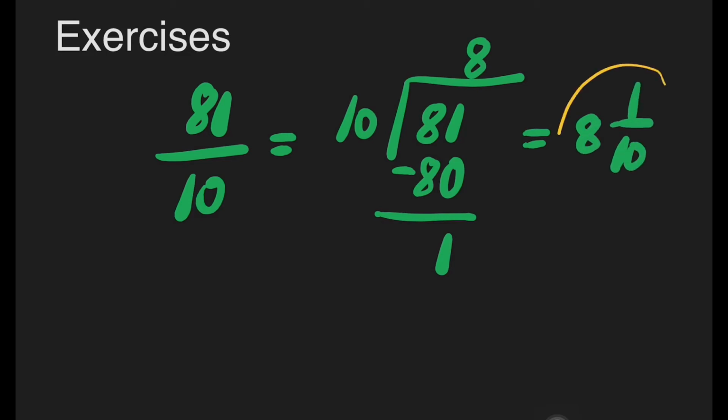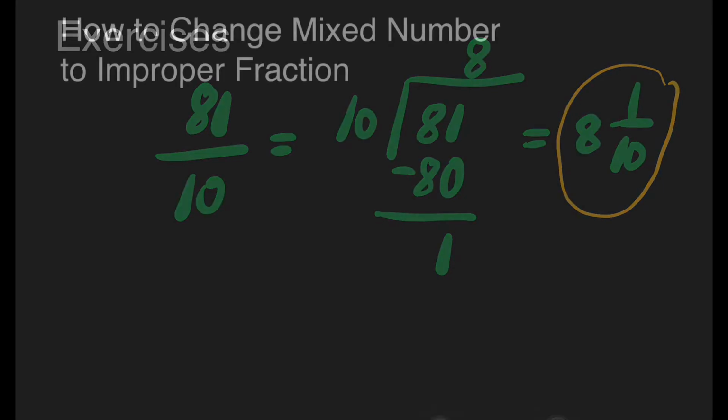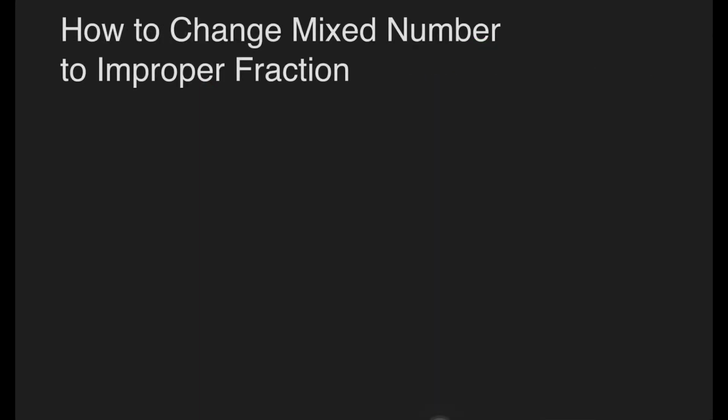That's the final answer. The question now is how to change a mixed number to an improper fraction. Okay, let's have an example. 1 and 1/3. If we are going to illustrate this, we have 1 whole and 1/3. Okay, we'll try to do that. 1 whole, let's have the 1 whole. It means the 1 whole is divided into 3 parts.